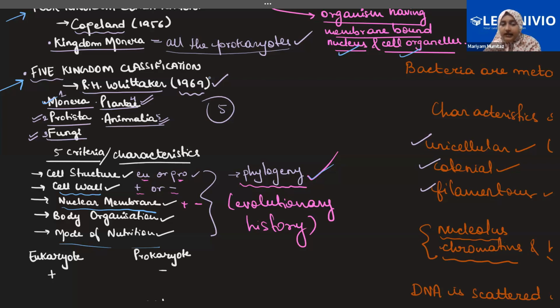And what are the kingdoms? Kingdom Monera, Kingdom Protista, Kingdom Fungi, Kingdom Plantae, and Animalia. This is the sequence, and these are the total five kingdoms. Clear? Any doubts up until now? No, ma'am. Okay.